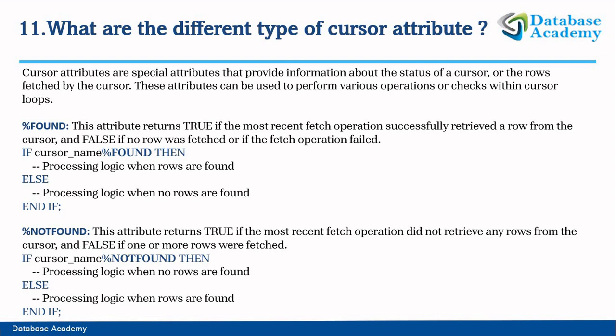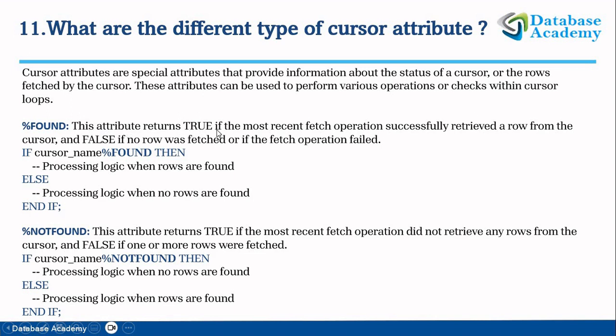Next question is, what are the different types of cursor attributes? So when we work with cursor, there are predefined attributes given by Oracle that can be useful when you work with the cursor. So let us see what the cursor attributes are. Cursor attributes are special attributes that provide information about the status of the cursor, or the row fetched by the cursor. So first is %FOUND.